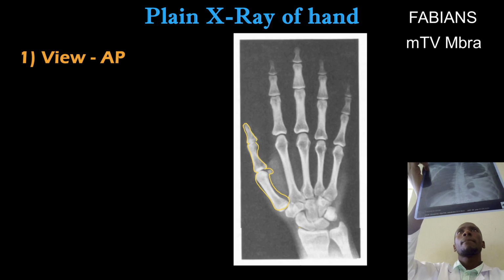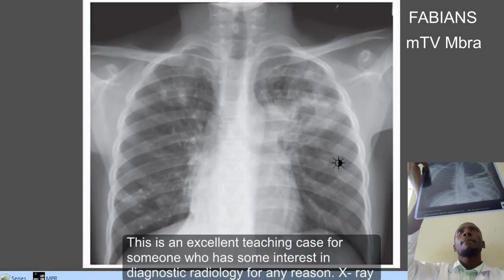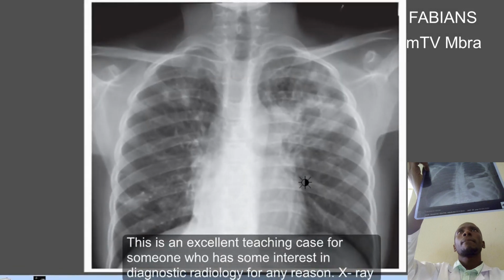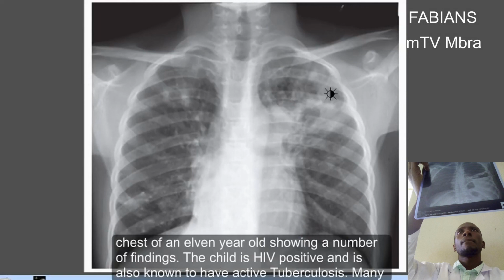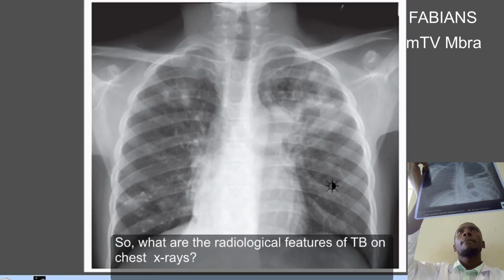Now, this is an excellent teaching case for someone who has an interest in diagnostic radiology. Of course, X-rays of the chest. This is for an 11-year-old showing a number of findings. This child is HIV positive and is known to have active tuberculosis. As you can see, you can see the outlines, and there are very tiny white spots.